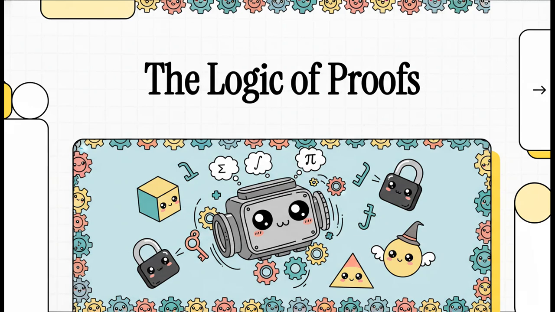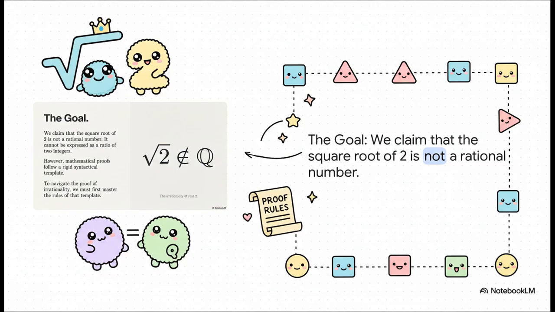Welcome back. Today, we are cracking open the engine room of mathematics. We're going to be talking about the logic of proofs. You know, the super precise, unbending language that mathematicians use to build arguments that are just absolutely airtight. So here's the big quest we're on. Our ultimate goal is to tackle one of the most elegant proofs in all of math, proving that the square root of 2 is an irrational number.